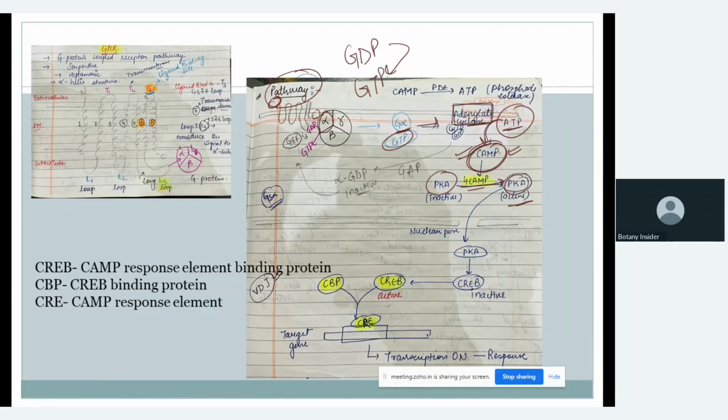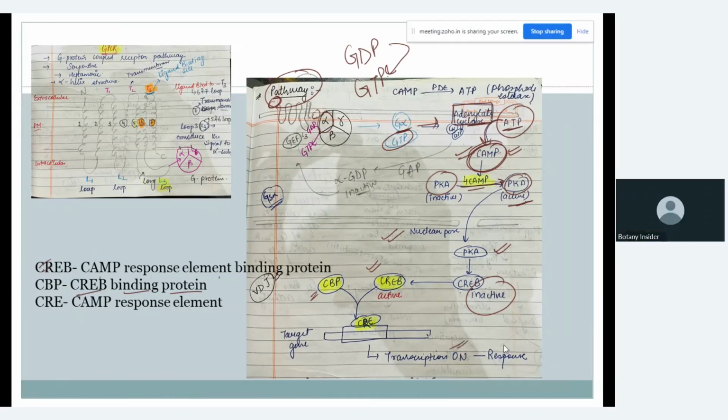Now this active PKA, passing through the nuclear pore, enters the nucleus. PKA activates CREB. CREB is the cAMP response element binding protein, which was inactive, and it gets converted into the active form. Now active CREB, along with CBP, the CREB binding protein, they both combine together, and then the transcription gets on, and finally the response occurs.